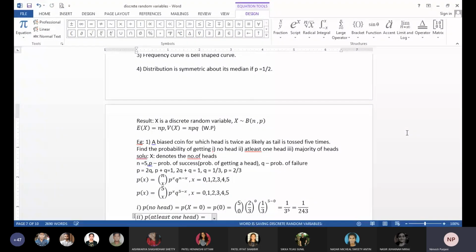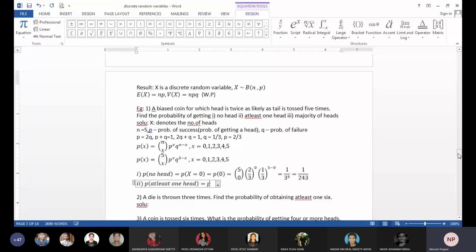Next is probability of at least one head. What is the meaning of at least one? What does at least one mean? 1 or more than 1. Okay, at least one is 1 or more than 1. So that is nothing but probability of x greater than or equal to 1. Probability of at least one head means probability of x greater than or equal to 1.